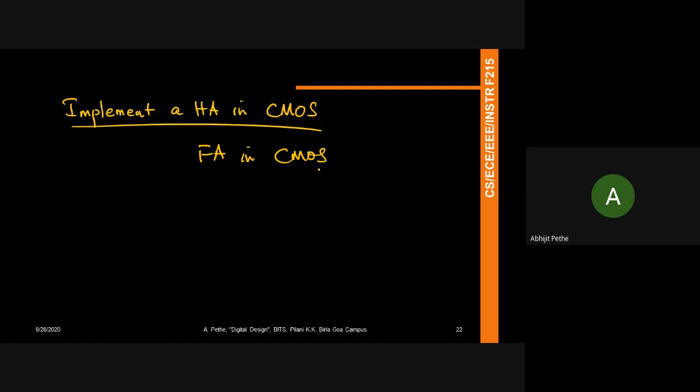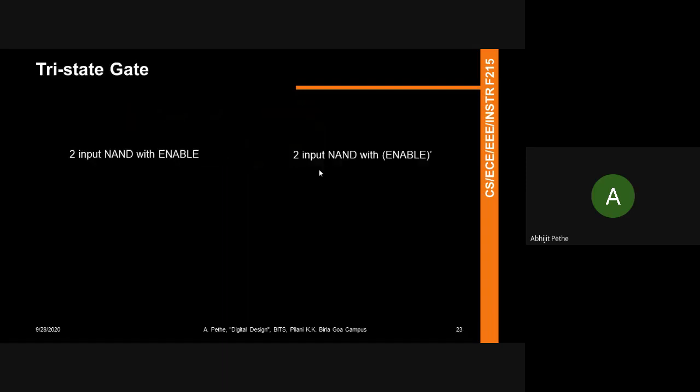With that, we'll change gears to another type of gate, which is known as a tri-state gate. So what's a tri-state gate? If you think about a regular gate, such as a NAND, a tri-state gate looks something like this. Suppose I take a 2-input tri-state gate. The gate has an enable signal on it, and then you have the output.